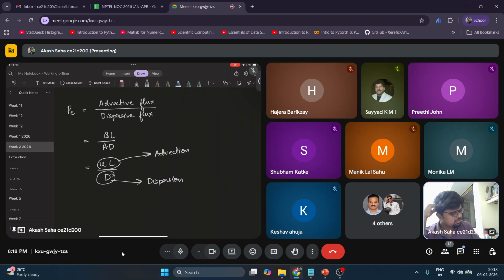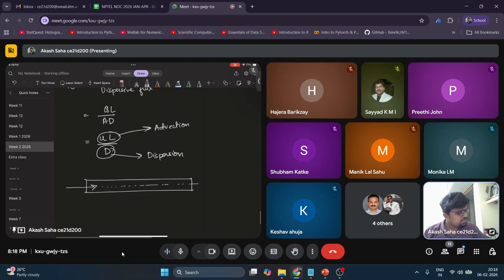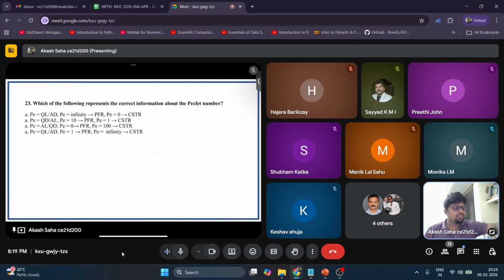Now just imagine a PFR which is very long. There will be a major advective flux happening throughout. So advective flux will be higher because the stretch is very long, some length will be there. So that's why the numerator will increase. The numerator of the Peclet number due to advection in a PFR will always increase more and more, and somehow it will tend to infinity. So the Peclet number of a perfectly performing PFR will be infinity, whereas in a CSTR the dispersion will be more than the advective flux. So just remember it that way. Peclet number will be infinity for PFR and zero for the CSTR.